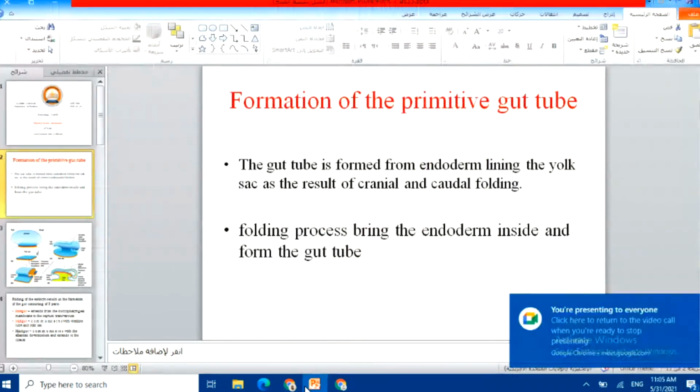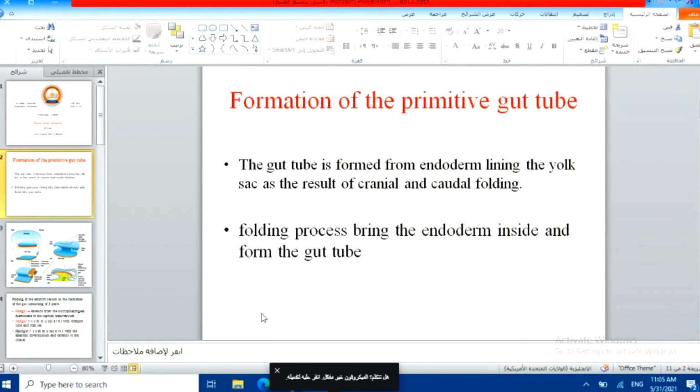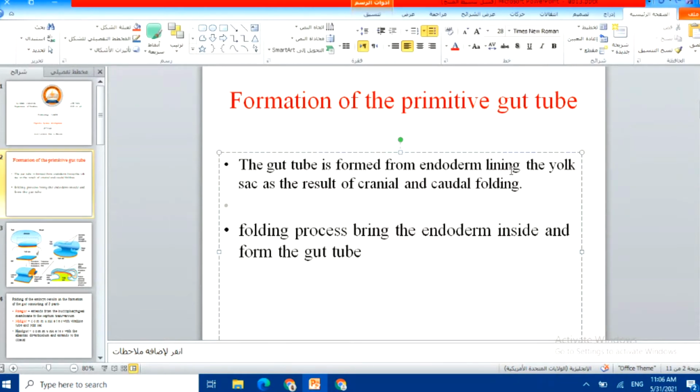so we said that the most distinctive feature for the 4th week of embryonic development is the organogenesis, or we call it embryonic folding. So the embryonic folding is the process that will lead to form the gut tube, okay? The gut tube is formed from a layer that we call the endoderm layer, okay? So the gut tube is originated from endoderm. And this endoderm is actually lining the yolk sac, and it's formed as a result of the folding process, from the cranial and caudal folding.